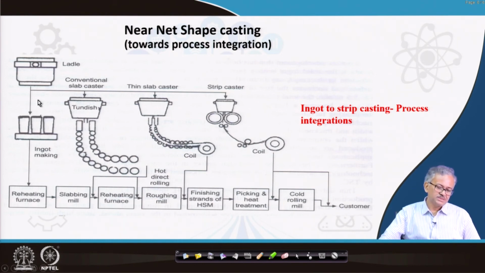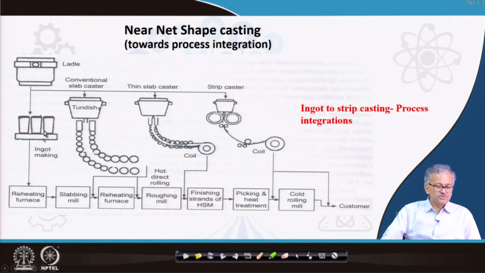Okay, now you can see the process integration. In the case of ingot casting, you have to give the ingot to the reheating furnace, from room temperature, and then it will go to the slabbing mill. Then it will make the slab, but continuous casting directly produces the slab.